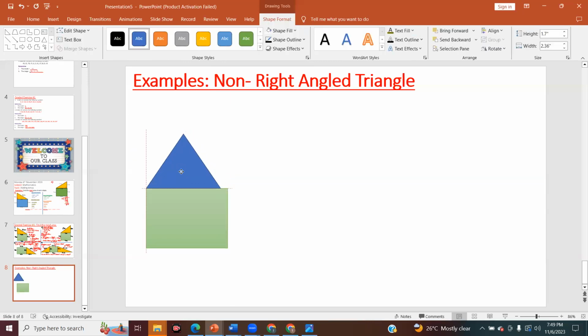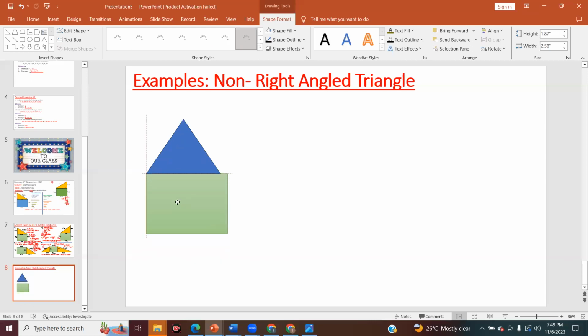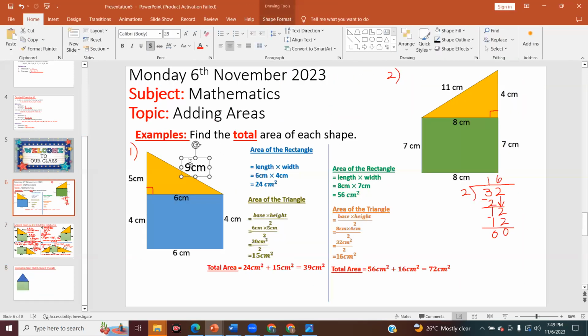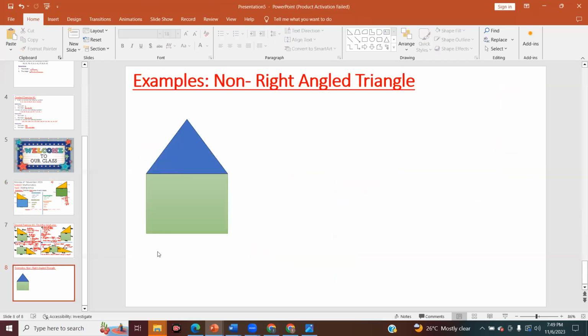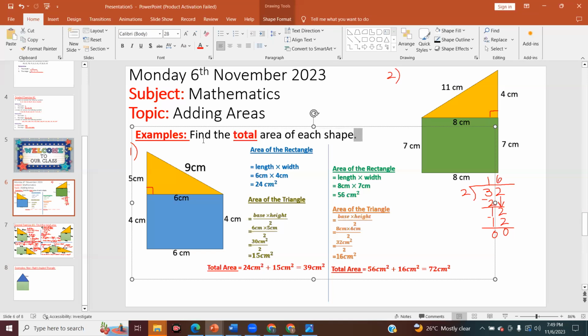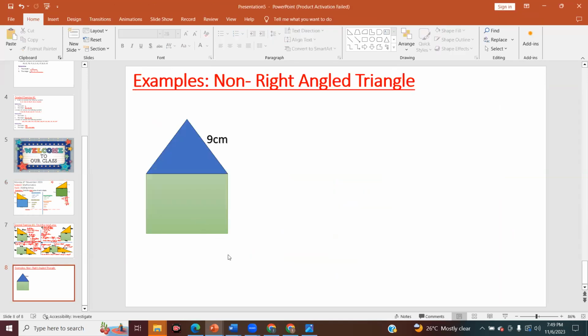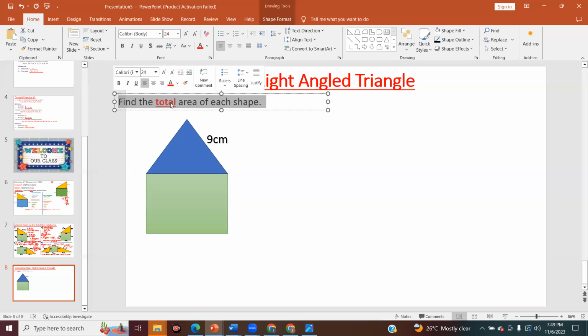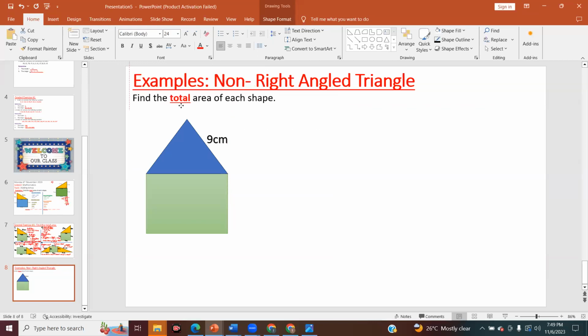All right, good. So I'm ready for my question. So let's say that we have, let's say that this is, oh, by the way, the instructions is to find the total area of each shape. That's the instructions. Find the total area of each shape.